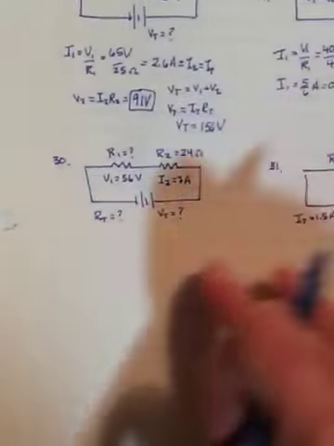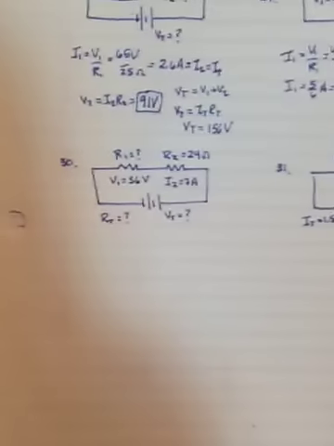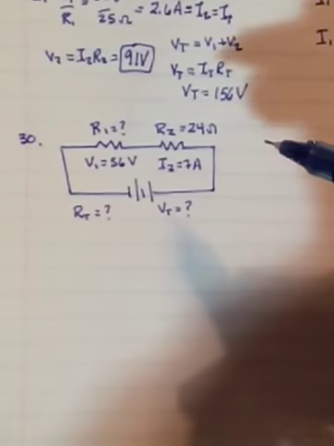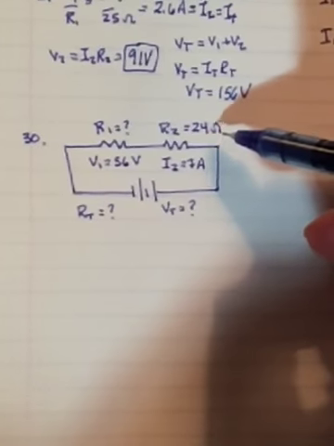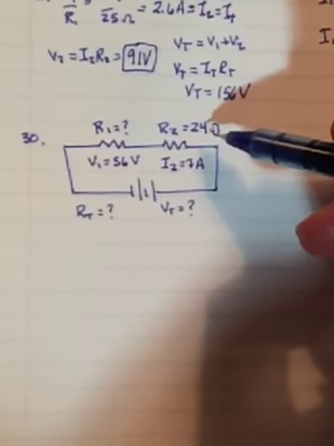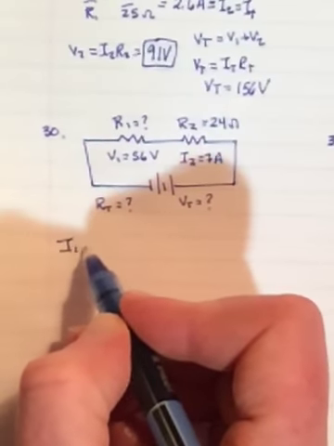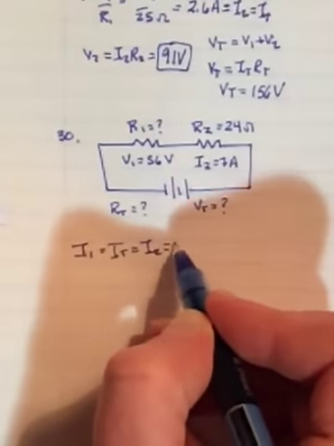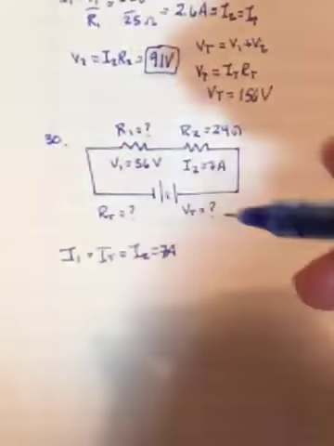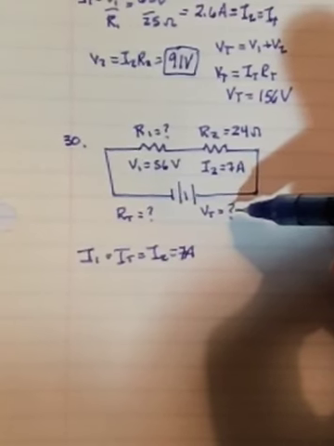Number 30. Number 30, they give us two resistors again. They tell us the voltage in one is 56 volts. They tell us the current through the other is 7 amps. And they tell us the other resistance is 24 ohms. So if I2 is 7 amps, that means that I1 and I total are also 7 amps because in series all the currents are equal. So we have all 7 amps. Now the two things they want you to find are R1 and V total.